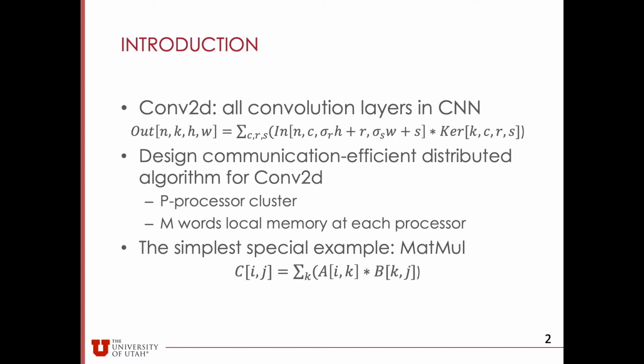Our paper is focusing on the convolution layer in the CNN network. It can be expressed as the following expression, and our goal is to design the communication-efficient distributed algorithm for the convolution under given P processors, and each processor has M words of local memory. In this presentation, to make it easier to explain, we will use the MATMUL as an example to demonstrate the main flow of the paper.